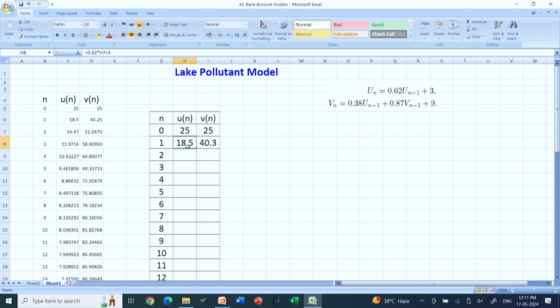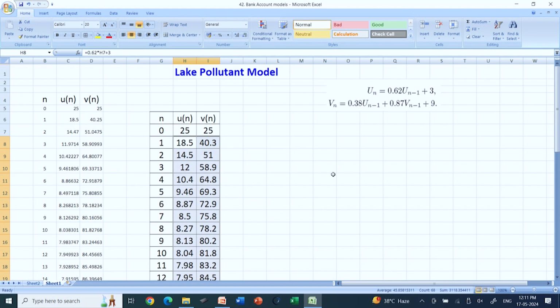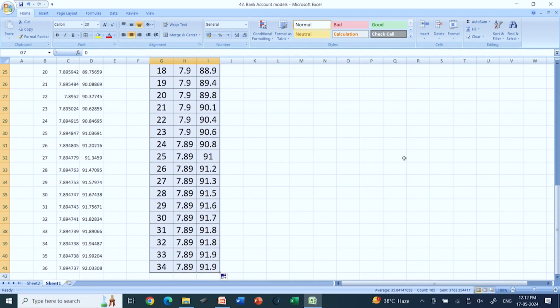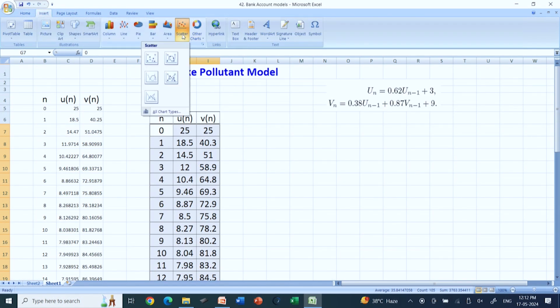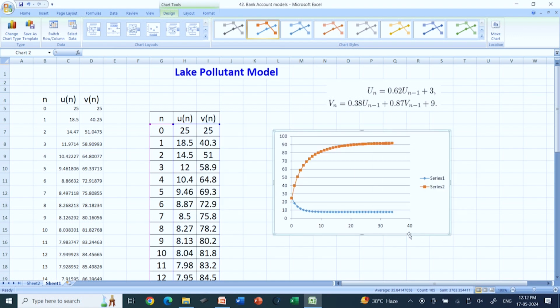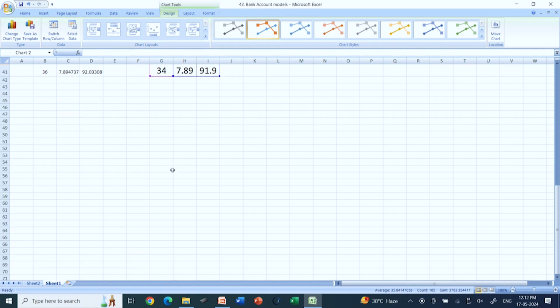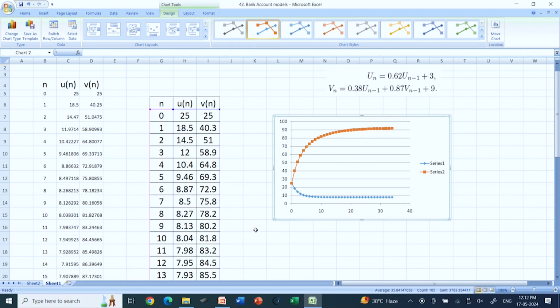So, now I drag these two values to this much, then I highlight them pressing the shift and the arrow keys. So, I choose all these 35 values, go to insert, go to scatter, and since it is a discrete case, I will choose this one, and I get a figure like this. So, as you can see, this is approaching the value 92.3 here, and this is approaching the value 7.9.